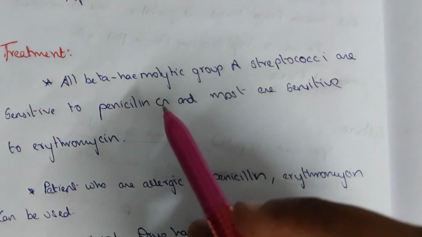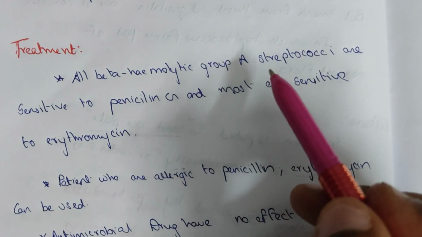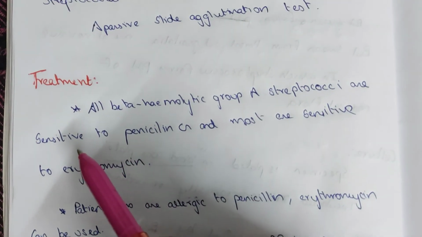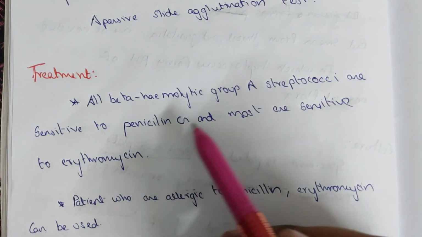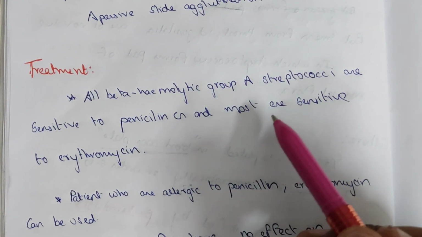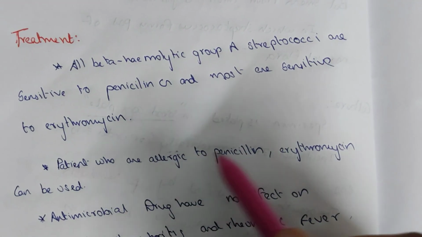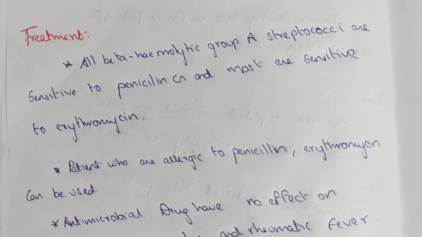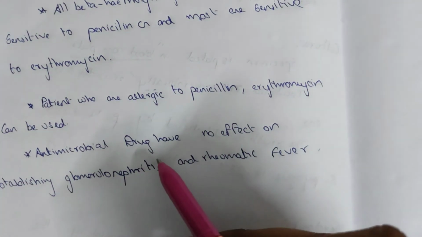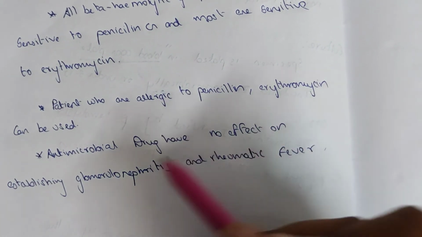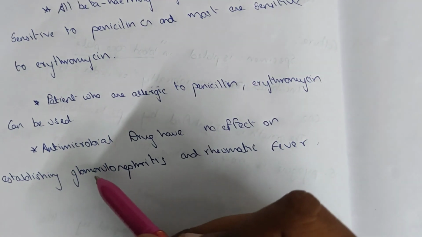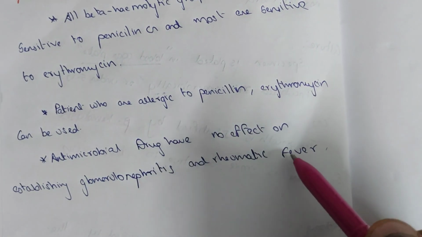Treatment. All beta hemolytic group A streptococci are sensitive to penicillin and most sensitive to erythromycin. Patients who are allergic to penicillin can use erythromycin. Antimicrobial drugs have no effect on established glomerulonephritis and rheumatic fever.